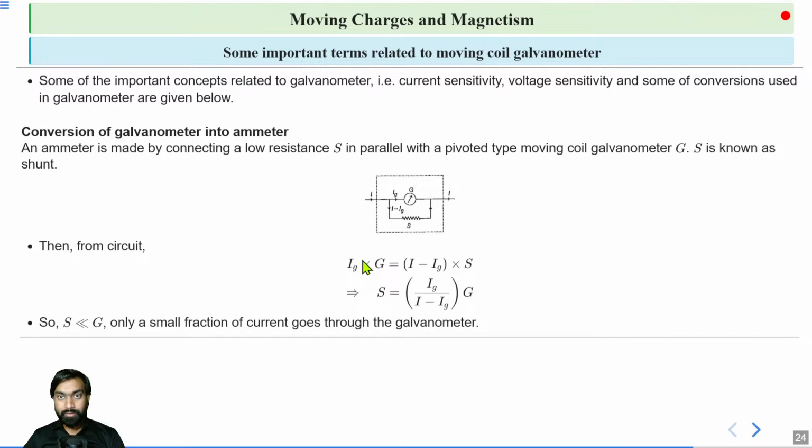Since S is much smaller than G, most of the current flows through the shunt resistor. Only a tiny safe current flows through the galvanometer coil, and this setup allows the galvanometer to measure large currents without damage. So the scale of the galvanometer can be calibrated to show the total current I, turning it into an ammeter.